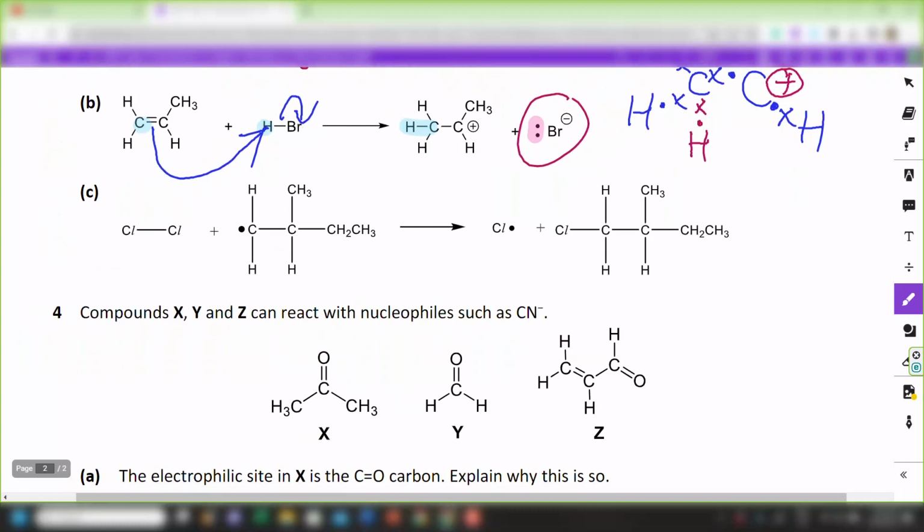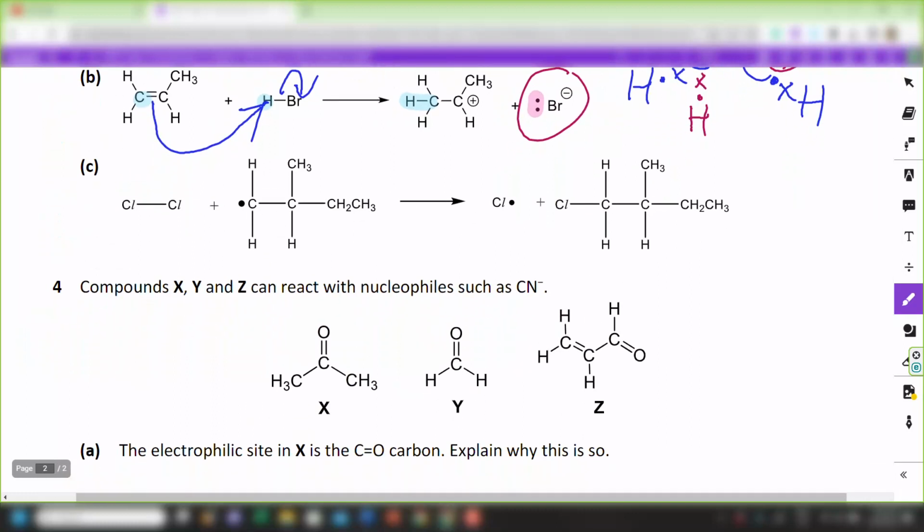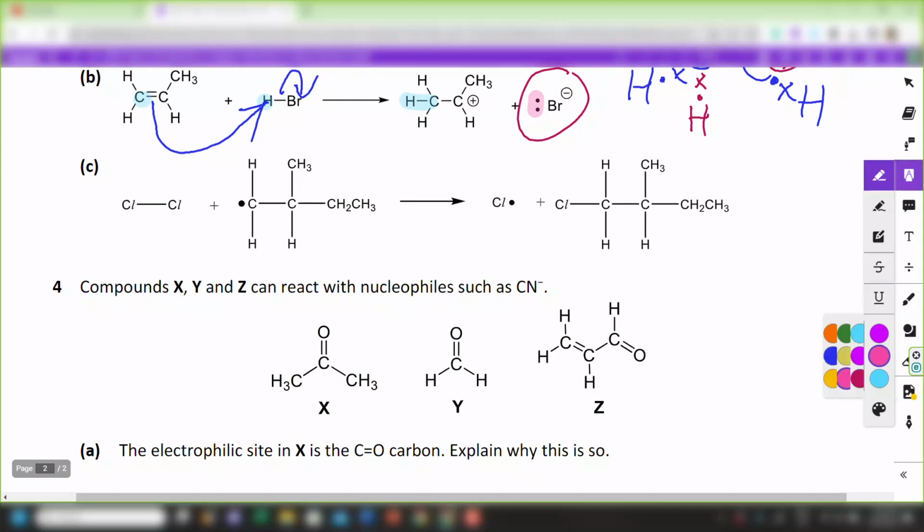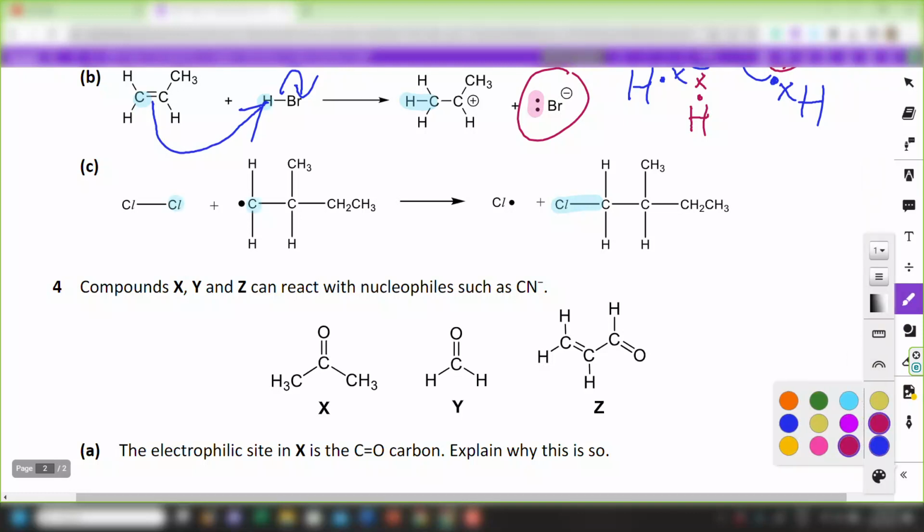Okay, then the next thing is we have this radical, this radical over here. Then what's going to happen is that there's a new bond being formed over here, this Cl. So I expect this C and this carbon to form a bond. So in this case, I expect a homolytic cleavage. So this bond will break homolytically. One of the electrons goes to the Cl. So this Cl originally has 7 electrons.